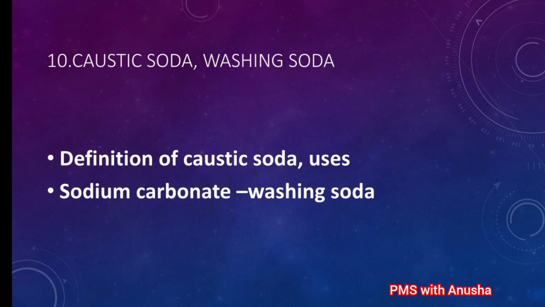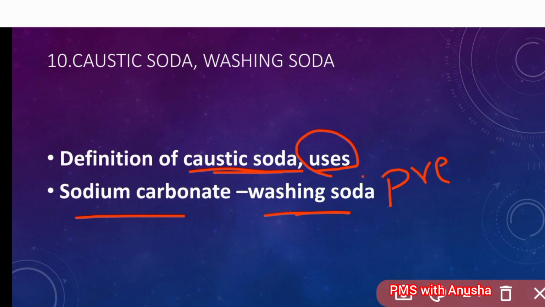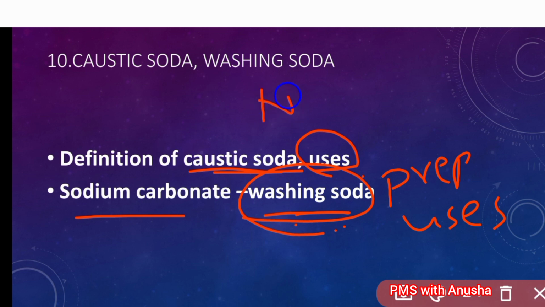Next, 10th unit, that is caustic soda or washing soda. In this unit you have to study definition of caustic soda and its uses, and also you have to study sodium carbonate or washing soda preparation, uses and definition of washing soda and its composition, that is Na2CO3 10 H2O.